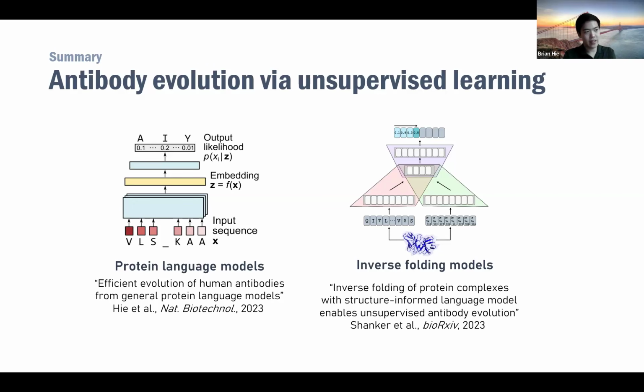You don't even need to provide it with any information about the antigen, and it seems to, at least in many cases, improve or be able to enrich for mutations that improve function. For the inverse folding models, we can get better performance in the antibody than the protein language model, but this does require, say, the three-dimensional structure of the antibody-antigen complex.